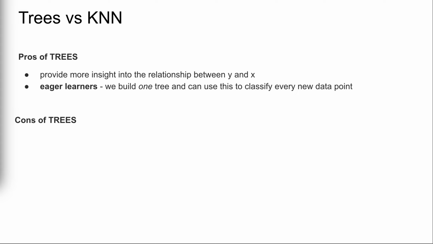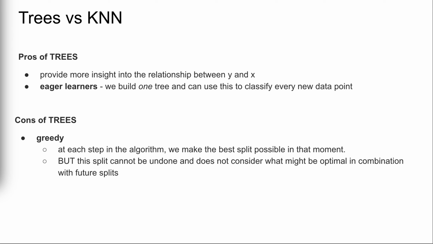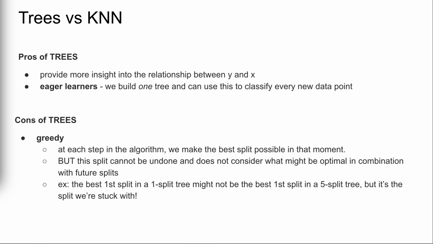But like any algorithm, trees of course have some drawbacks. Like backward stepwise selection, trees are greedy. At each step in the algorithm, we make the best split possible in that moment. But the split cannot be undone, and it does not consider what split might be optimal in combination with future splits. For example, the best first split in a 1-split tree might not end up being the best first split in a 5-split tree, but it's the split that we're stuck with.